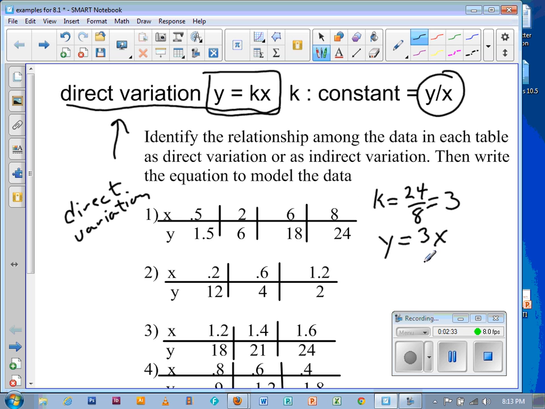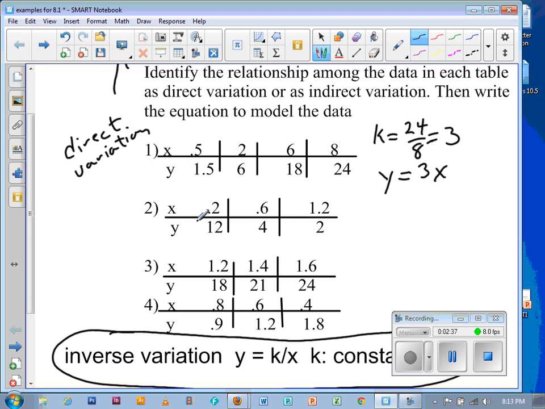Let's take a look at number two then. As you can see, the x values start at 0.2, then they go to 0.6, then 1.2. They are increasing, but as you can see, the y values are decreasing. We're looking at, again, x increasing while y is decreasing. The only chance we have here is for inverse variation.